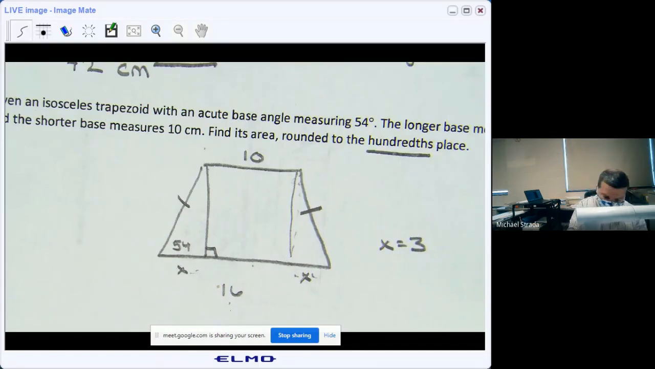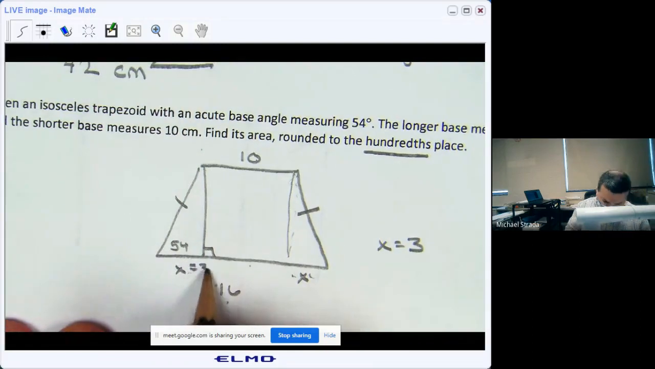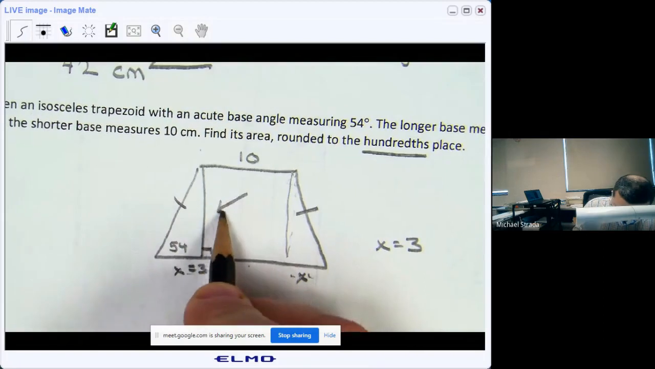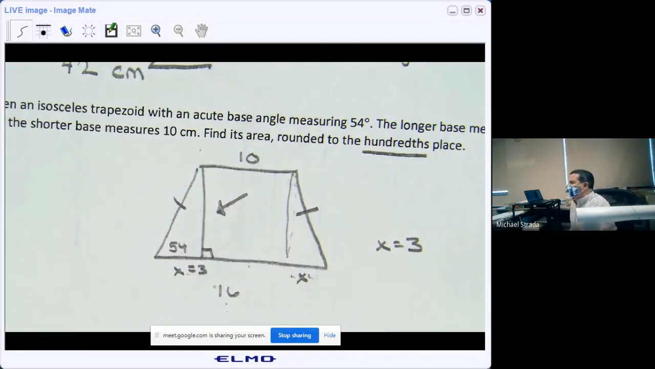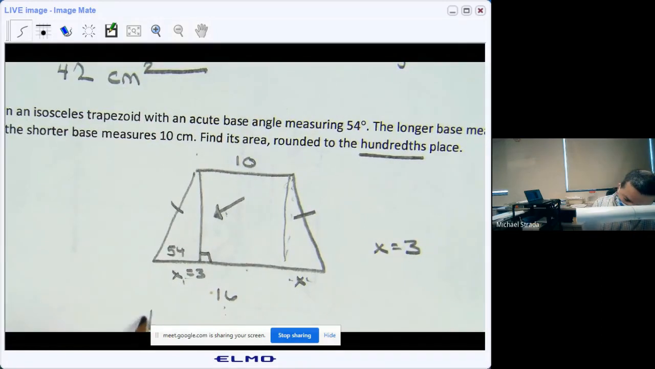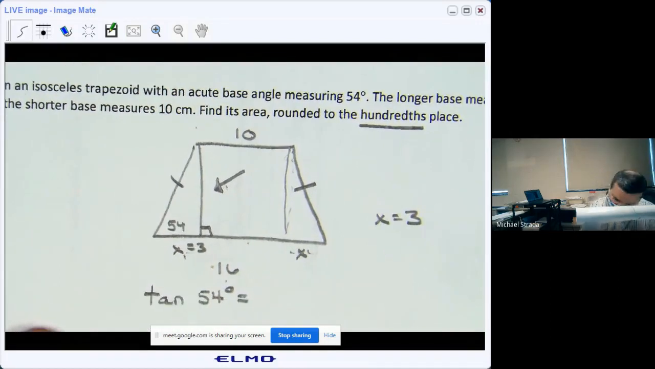Good? So x equals 3, and that's a 54-degree angle. Is that going to allow me to get the height of the trapezoid? Yes, it is, using trig. That's the opposite. That's the adjacent. No hypotenuse involved. Which trig function has to be? In the summer, we get a tan. So the tangent of 54 degrees equals the opposite, which I'm going to call h, since I'm getting the height, over the adjacent, which is 3.